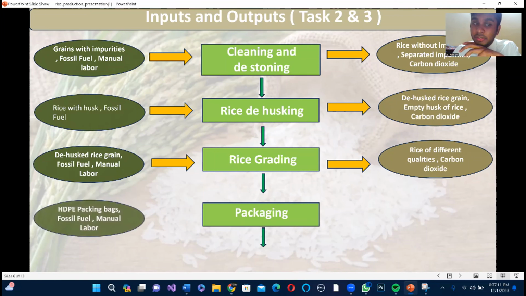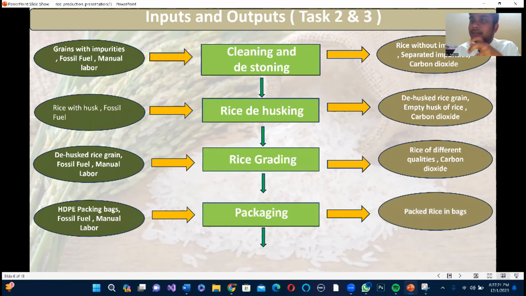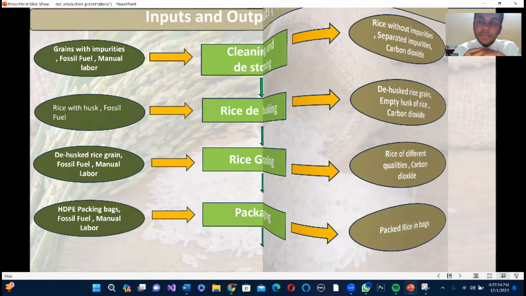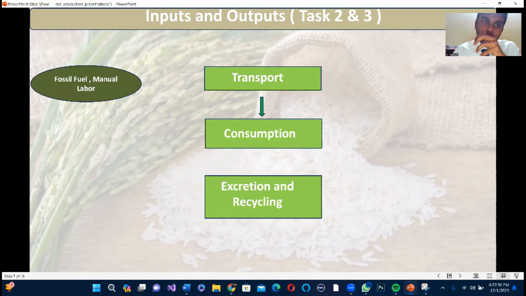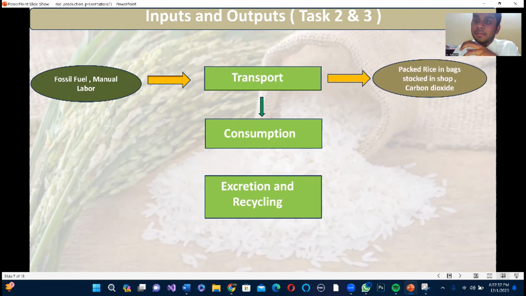And then in the packaging step, we have the inputs, which are the HDPE packing bags, fossil fuel, and manual labor. After we, of course, pack the rice, our outputs will be packed rice in bags. Then the transport step. So in the transport step, our inputs will be fossil fuel to power the vehicle and manual labor for the driver. And the outputs will be the packed rice in bags being stored in shops, as well as carbon dioxide released while transporting these packed bags.